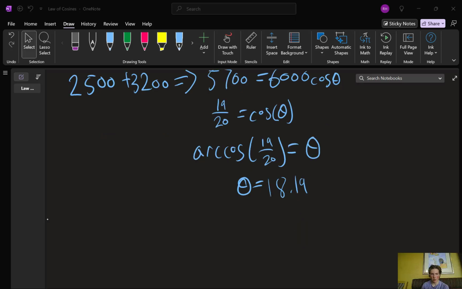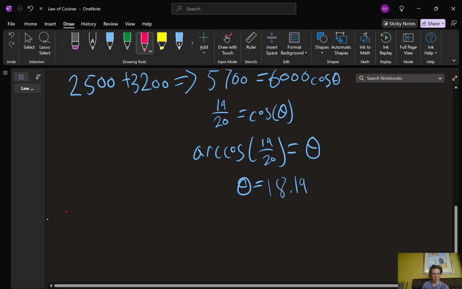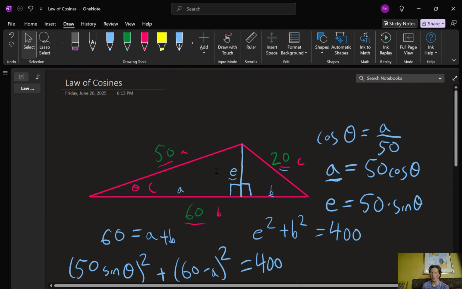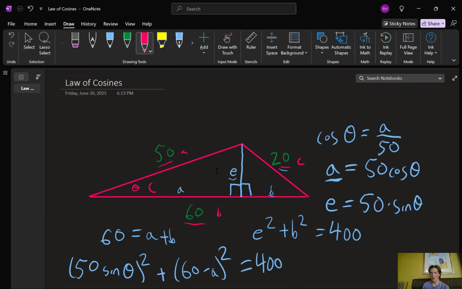The other way we could have solved this problem is with using the law of cosines, which is just c squared equals a squared plus b squared minus 2ab cosine of big C, which is the angle for C. So we can define the angle and the sides here. So I put big C here as the angle because that's what we want to find. And then A is 50, and A and B don't really matter too much, but C does. So I assign 20 as C.